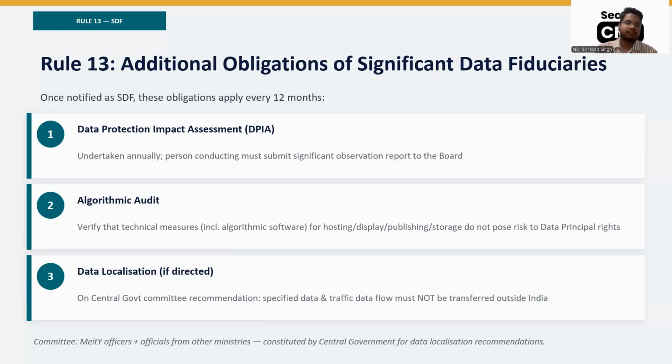I think most of the SDFs will not abide by data localization in India. Okay, they are starting to make data centers in India. I can see that in Vizag, or in Gujarat, or in the GIFT City of Gujarat. There have been huge investments for data centers to be established, but I don't think that will be pushed further with that thing in mind. Okay, so these are some of the important things that as a significant data fiduciary, the company will have to follow.